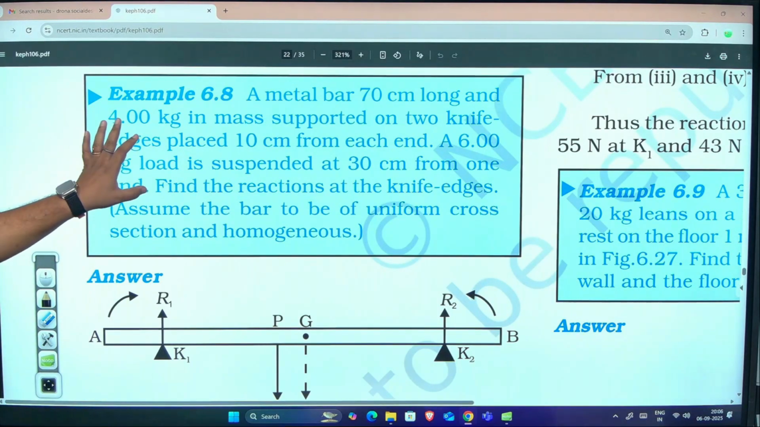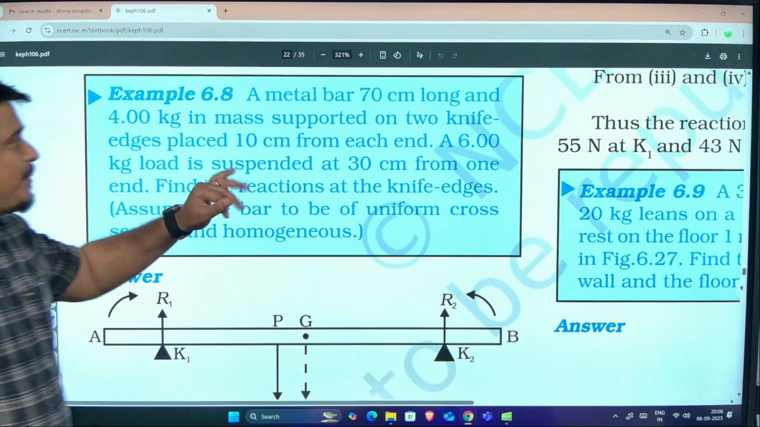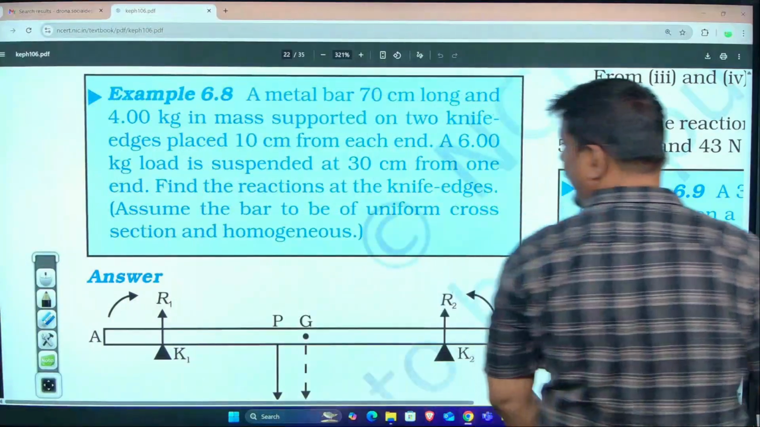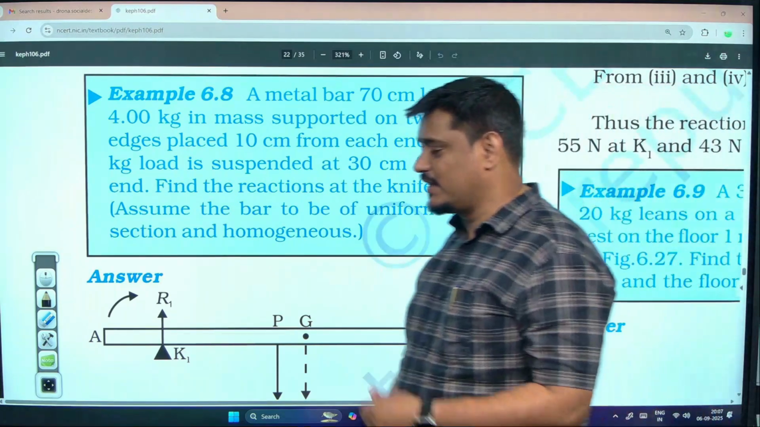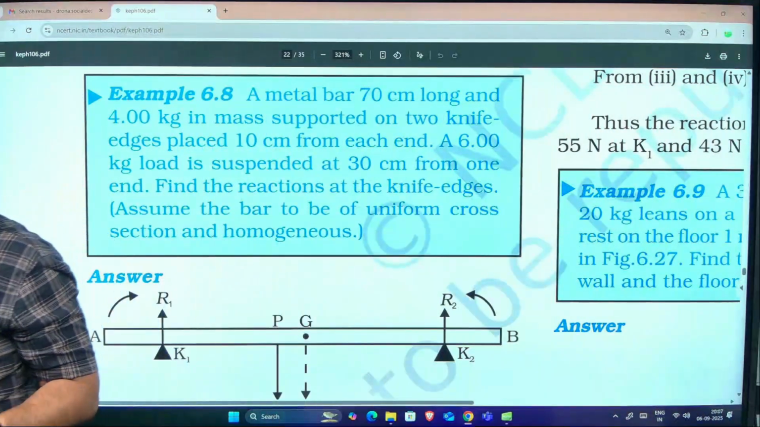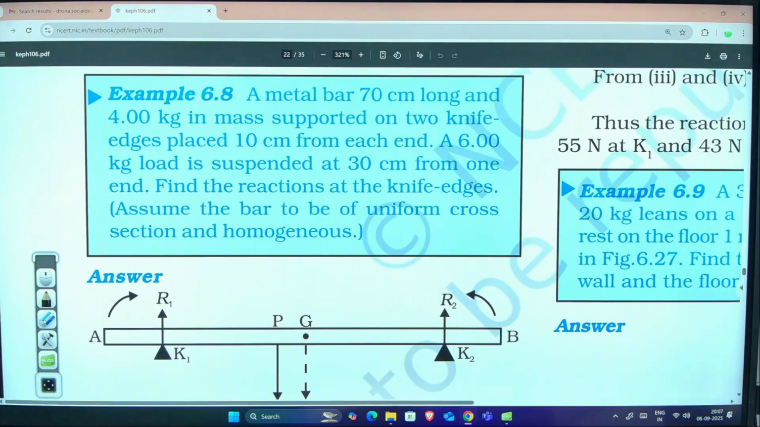All of you are able to see the question? A metal bar 70 centimeter long and 4 kg in mass supported on 2 knife edges placed 10 centimeter from each end. A 6 kg load is suspended at 30 centimeter from one end. Find the reaction at the knife edges. Actually, this question is a little complex for you people to start with. Let us take a tough question and solve it.